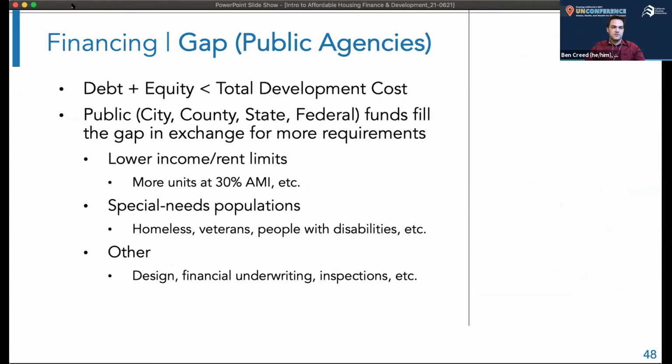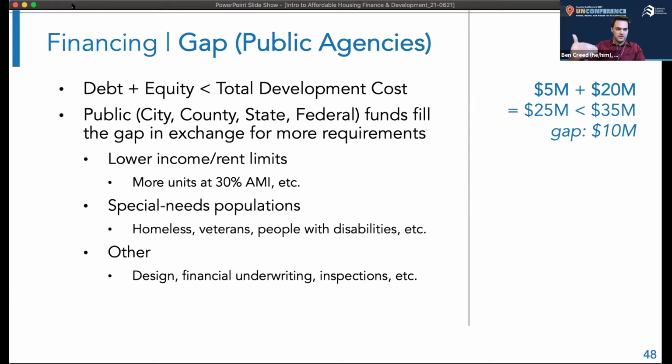So for those keeping score at home, we're up to $25 million of funding sources, but we still need $10 million more to cover the full $35 million. That's where public funds come in: city, county, state, sometimes federal funds. In exchange for more requirements on the project, they will offer, or you can apply at least, for public funds. Those additional requirements may require that your income and rent levels are decreased to lower levels. They may require units to be set aside and reserved for specific populations.